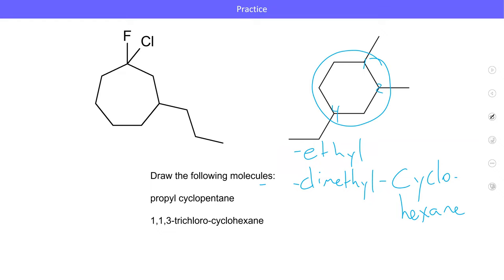So the size of the branch doesn't really make a difference with priority. Keep all of the numbers as low as possible, all added up together. You could also say 1, 2, 5. We don't want 1, 3, 4 because that adds up to 8. The best way to do it would be 1, 2, 4. This adds up to 7, so this is the best way to number it. So 4-ethyl, 1,2-dimethyl.